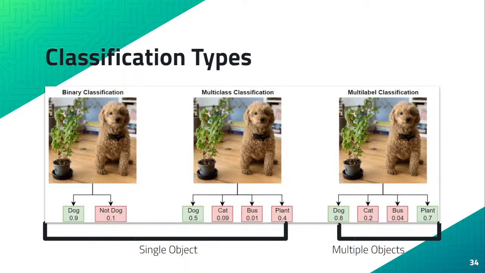In multi-class classification, it can tell you about multiple classes, but it's the same thing. If there are a dog and a plant, it doesn't know if it's the dog or the plant. It's basically one or the other each time. And in multi-label classification, it can detect every single class on its own. So a dog and a plant.